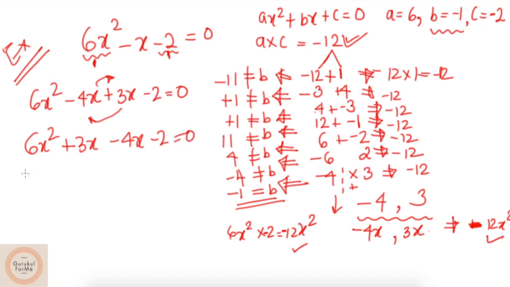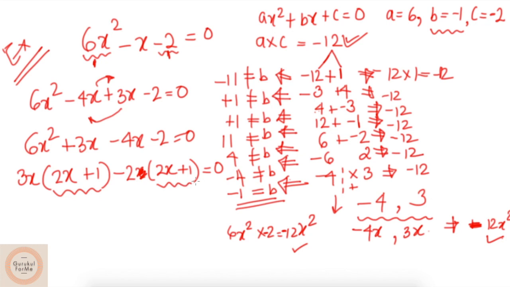Why did I do it? Because I feel that I can easily take 3x common and that becomes 2x plus 1. I can take minus 2 common, 2x plus 1 is equal to 0. Do you have this common here? Can I take that out? I will take 2x plus 1 out. If I do that, what am I left with inside? 3x minus 2 is equal to 0, right?